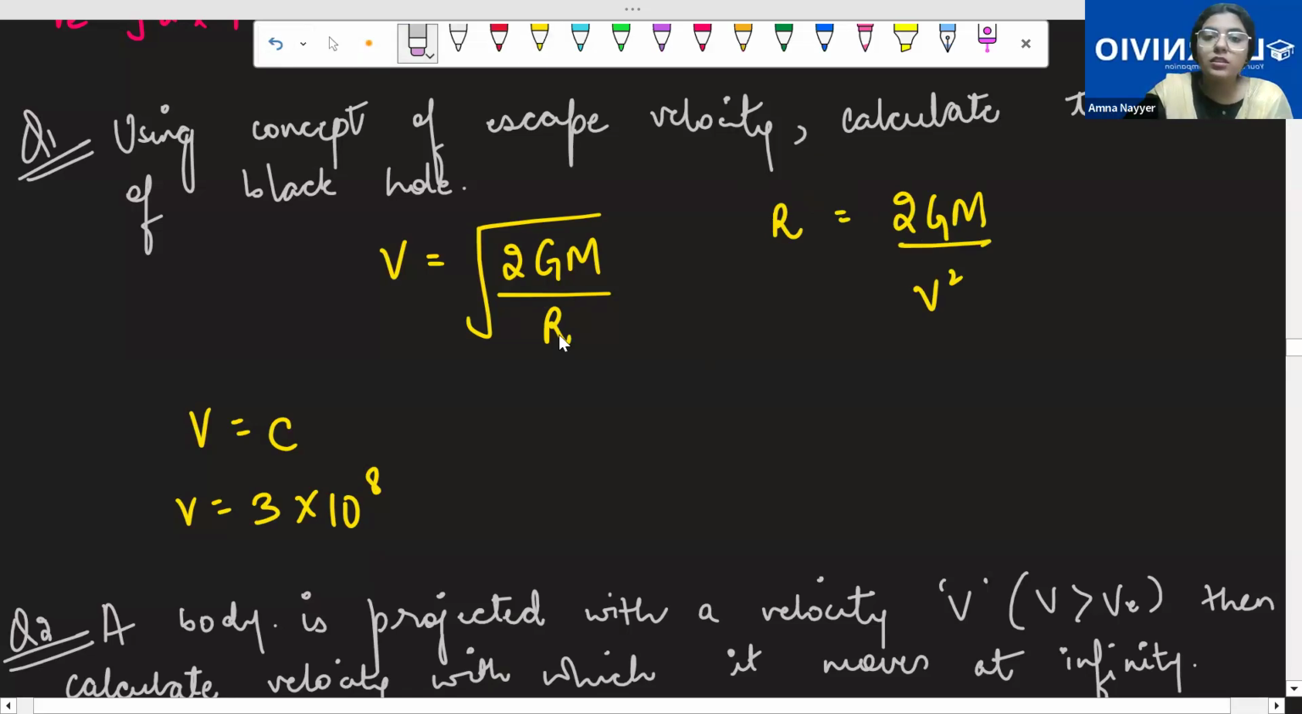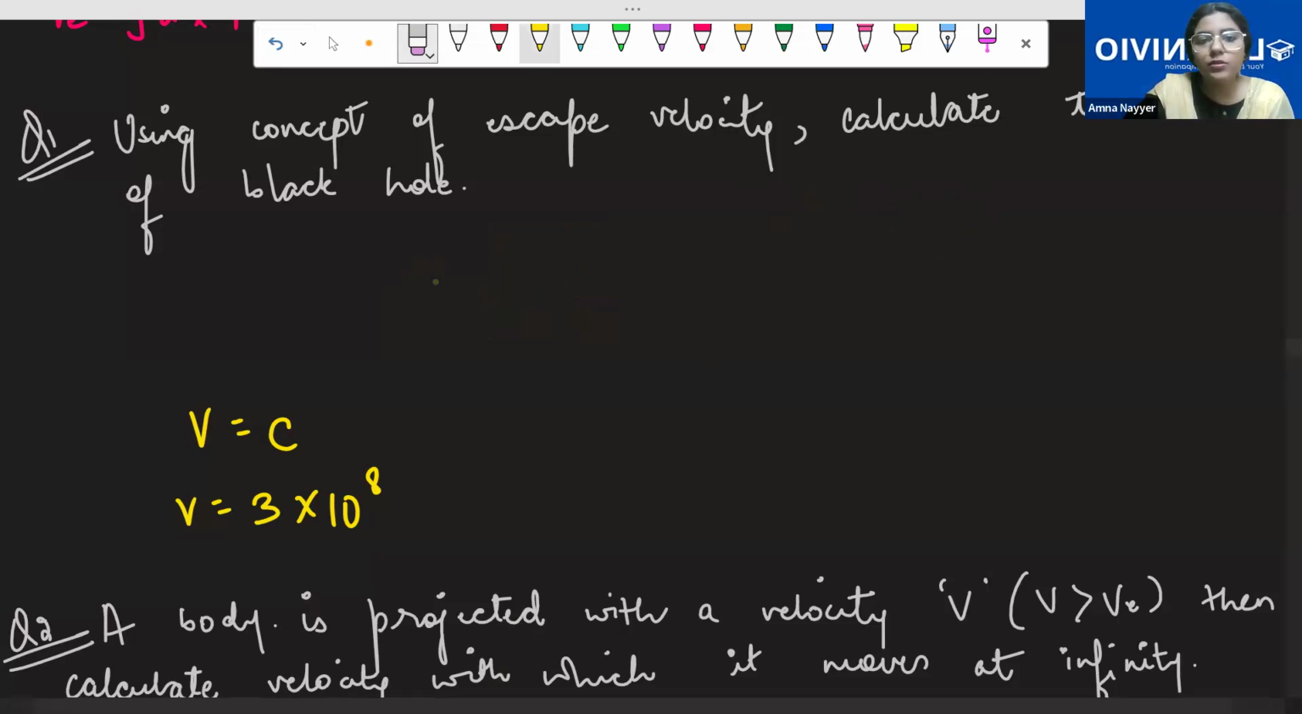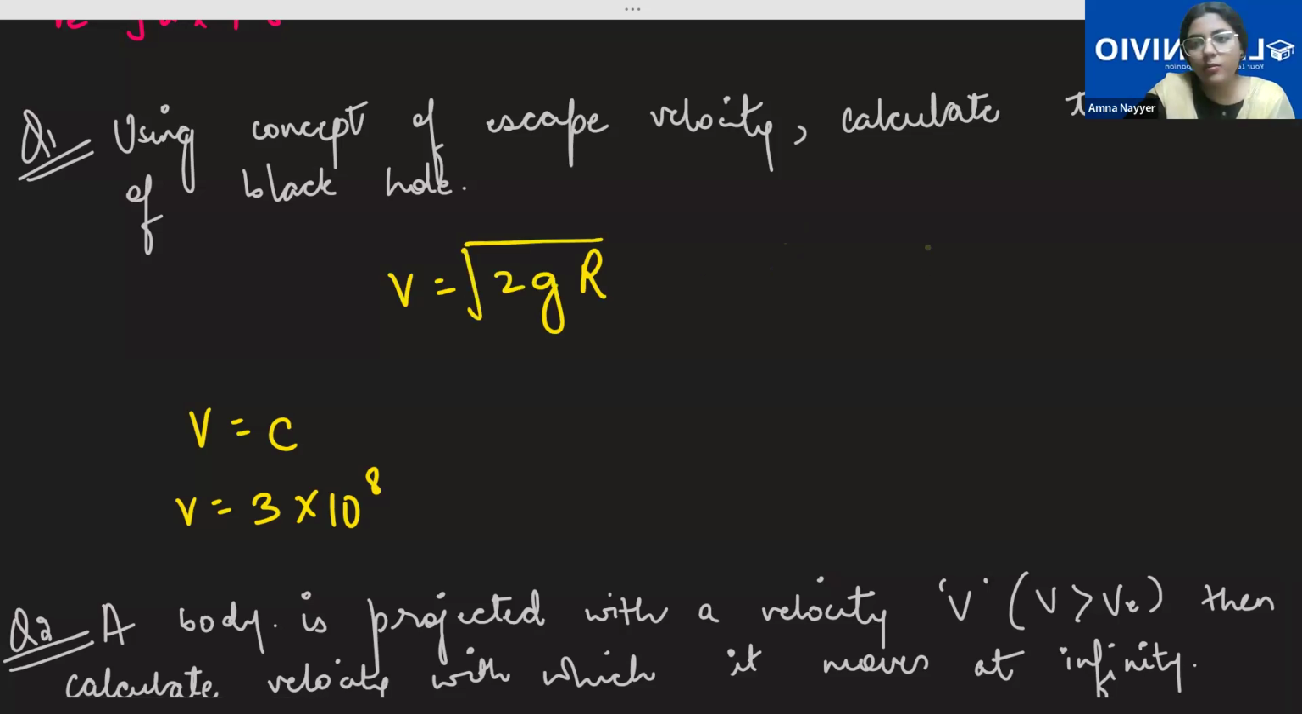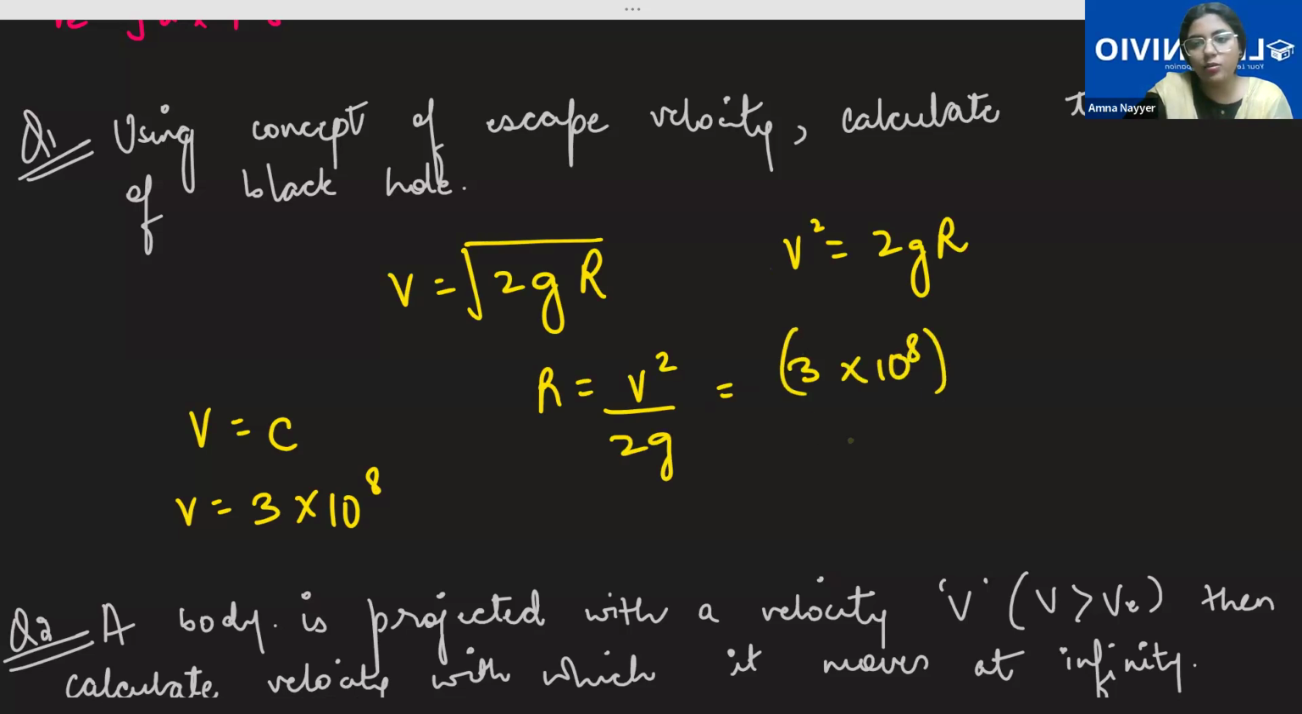In fact, you can use the smaller one because the mass of the body is unknown. Use the shorter one. V is equal to under root 2gR. This way, V square will be equal to 2gR, so R will be equal to V square by 2g. That is 3 into 10 to the power 8 whole square divided by 2 into 9.8. So this many meters will be your answer.